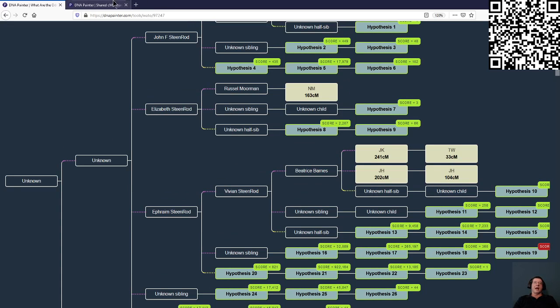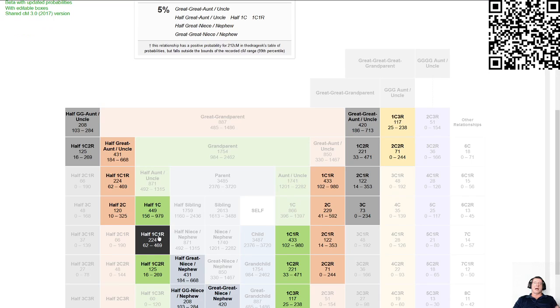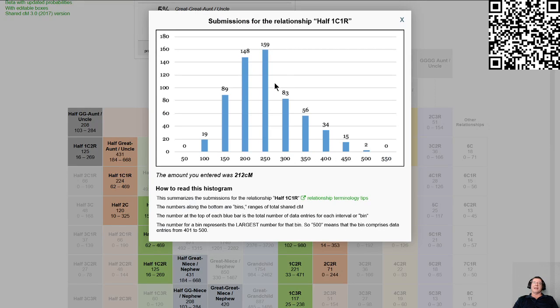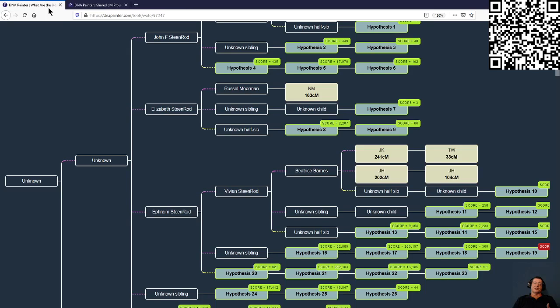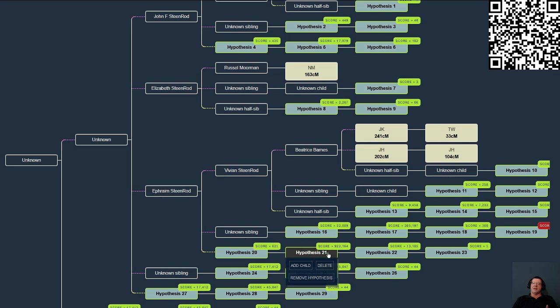Okay, so the likelihood on those lines, I've got this half first cousin once removed with a data set of total of 500, and that's inflated by 40. And then we've got the one over here, nearly 4,000. So I'm not sure why it's over here.